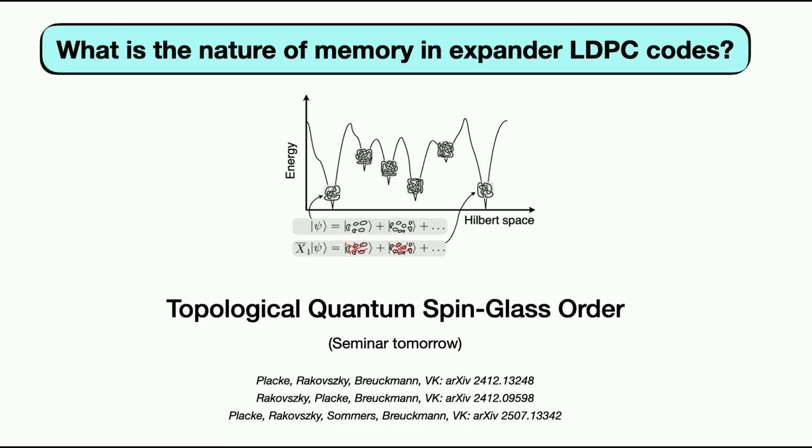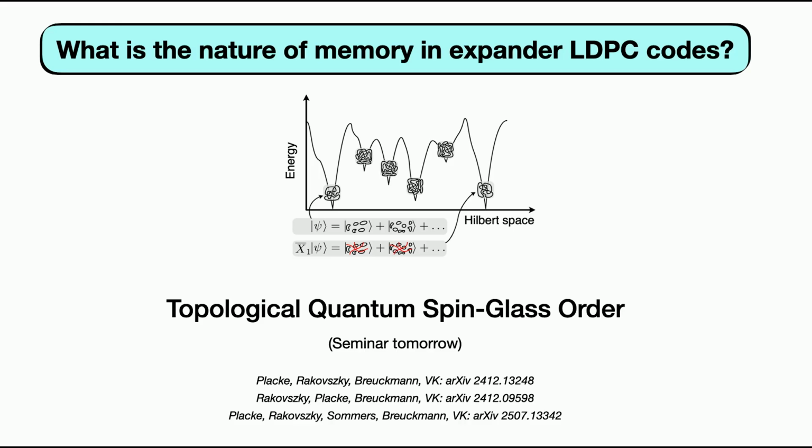Usually, spin glasses have been widely studied in physics as a way of encoding classical memories. There was no topological analog to that known, but thinking about these QLDPC codes revealed that you can have a topological analog to a spin glass, which allows you to store quantum memories in a very interesting way. So I'll present that tomorrow.